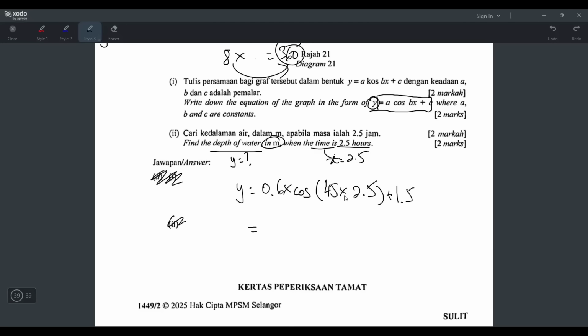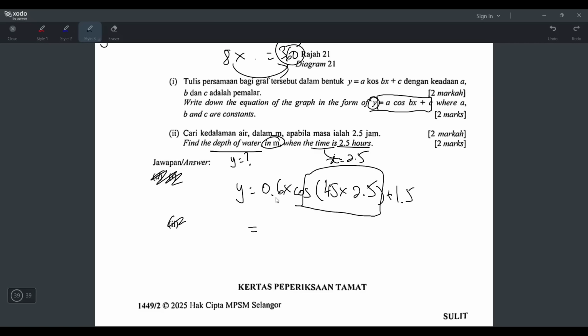times 0.6. Okay, I pressed wrongly. Sorry. You have to multiply with 0.6 first. You have to press this, times 0.6, then only plus. You cannot plus first because you have to do the multiplication first, right? Multiply and divide first, then add and subtract. Okay, and then plus.